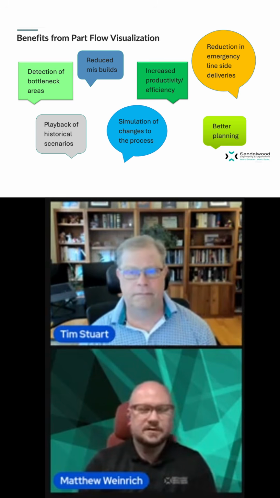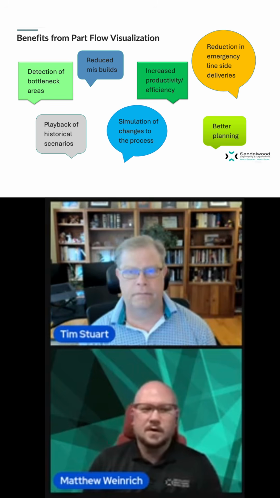So playback of historical scenarios can let you know how things already went, and then you can tie that into the simulation of changes in the process. So if you're trying to see what went wrong in the actual data that got recorded, you can then try simulating the line in a different scenario and see if that might be alleviating it.